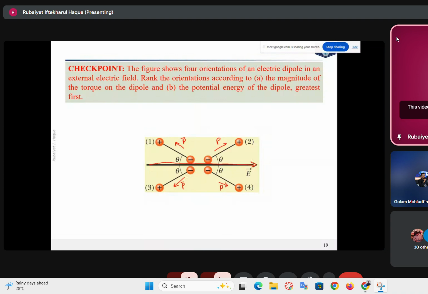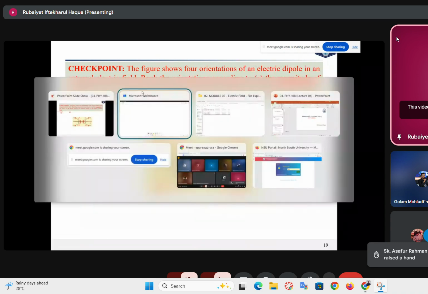Now the question is, you have to rank them based on the magnitude of the torque. Magnitude of the torque, that means the tau. You have to rank them, and you also have to rank them in terms of the potential energy U, not the magnitude but the potential energy U. So what is the answer you think?